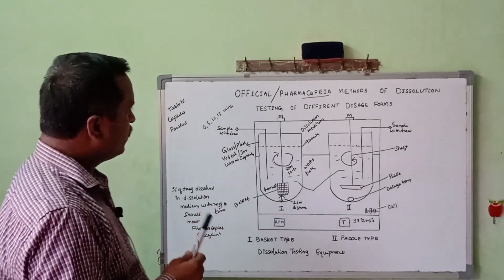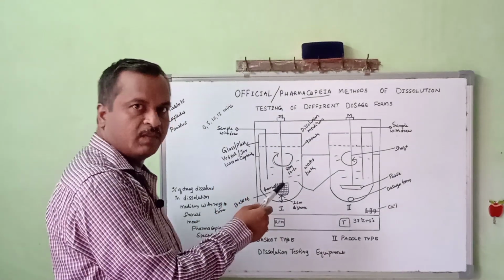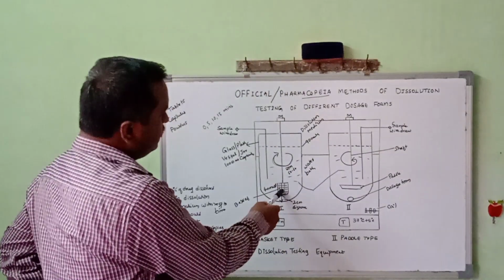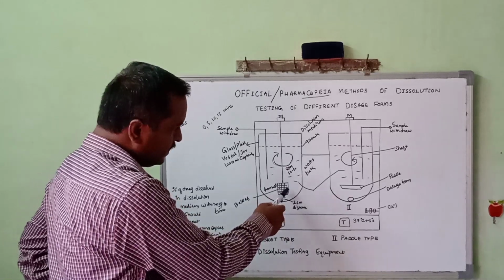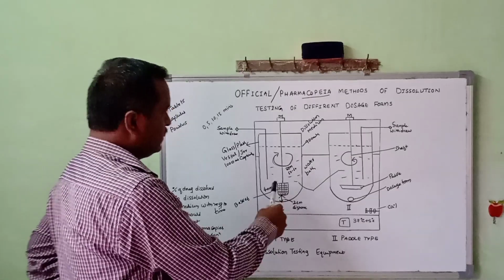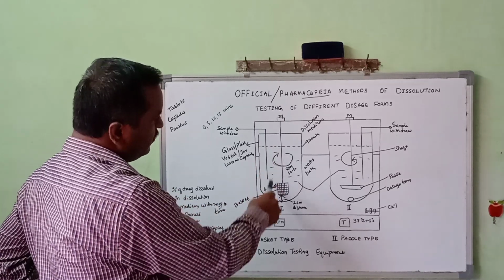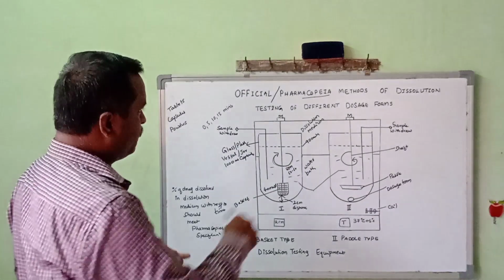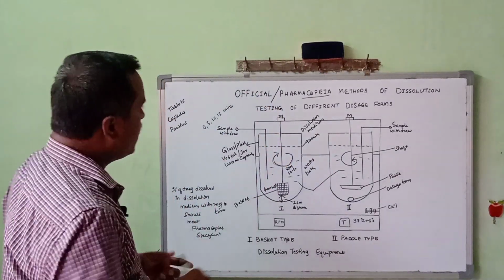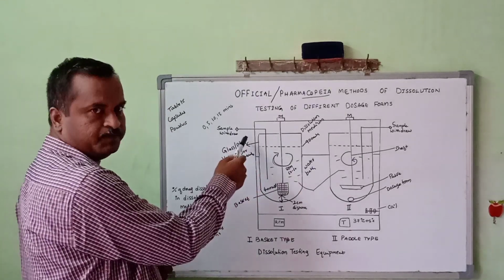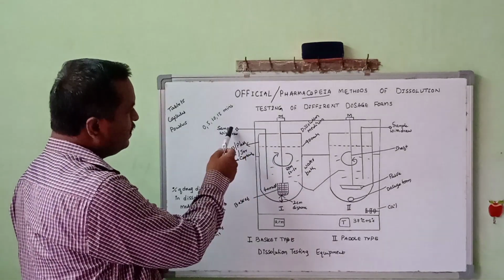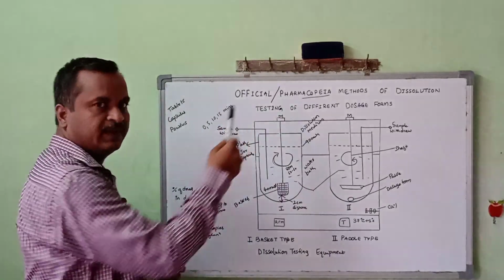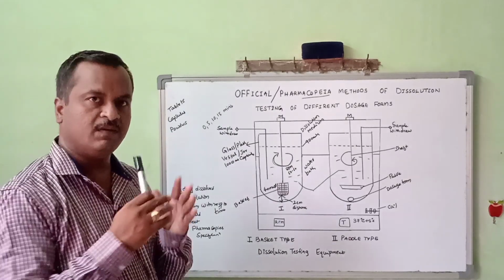Coming to the procedure: any dosage form whose dissolution you want to determine is placed into the basket, and the basket is immersed into the dissolution testing apparatus. The basket or jar is rotated at 50 to 60 RPM with the help of the connected motor. At regular intervals, samples are withdrawn, for example at 0 minutes, 5 minutes, 10 minutes, 15 minutes. The specified time is given for the particular dosage form.